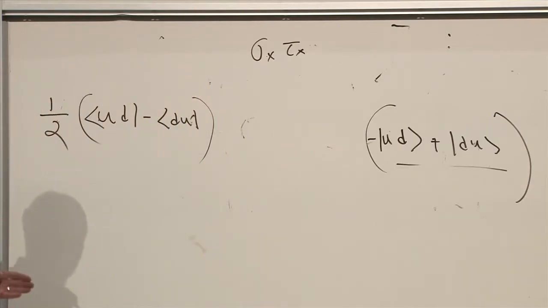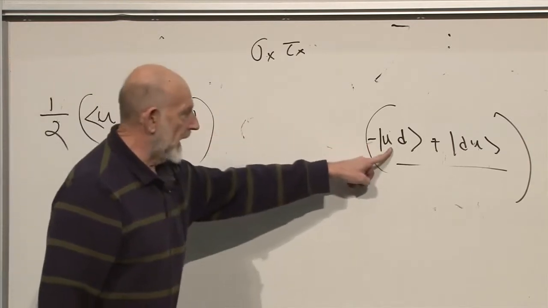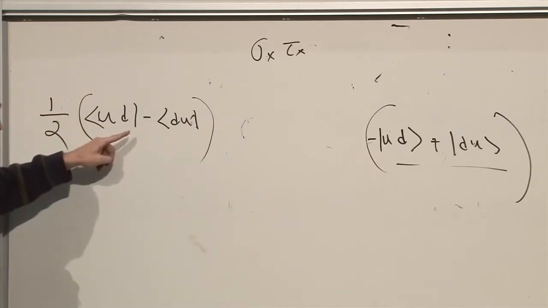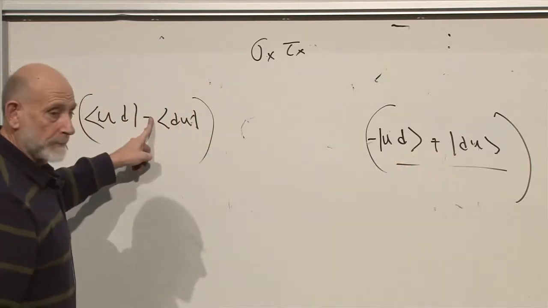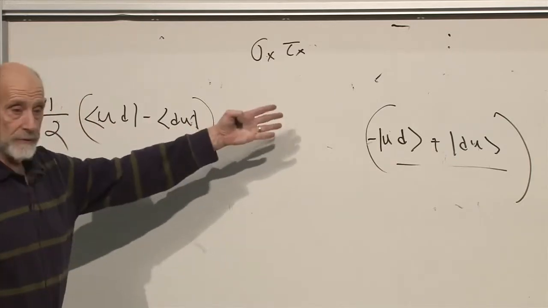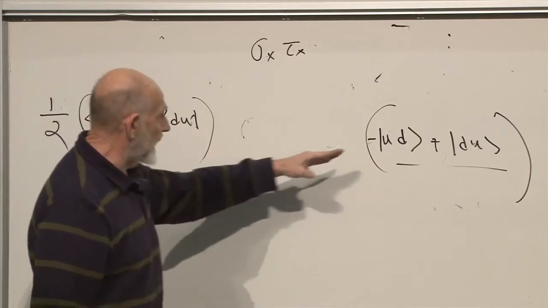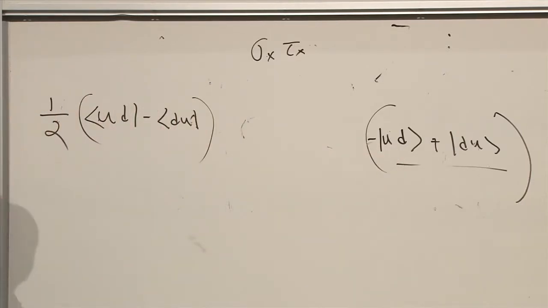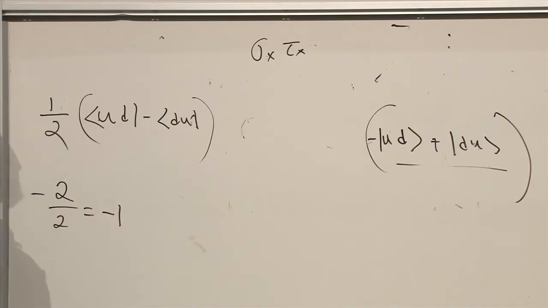Okay, now we have to put it together. We have up, down, with a minus sign. It's a -1. We have down, up, with down, up, -1. Cross terms give nothing. Up, down with down, up gives nothing. Down, up with up, down gives nothing. There are two terms, you get a 2 over 2. Minus 2 over 2 equals minus 1.